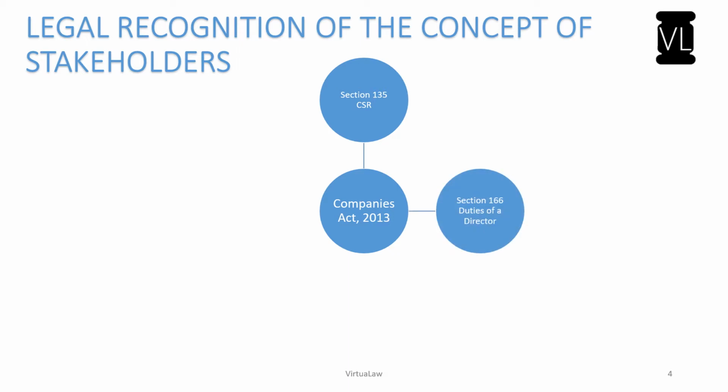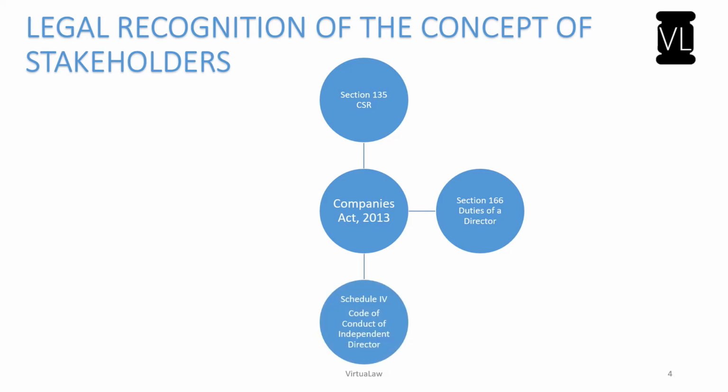Next, under Section 166, the duties of a director, subsection 2 clearly states that it is the duty of the director to act in the best interest of all the stakeholders, including the shareholders, which means the duty of a director is now broader. It has to take into its purview the role of the stakeholders as well. That is the intention behind Section 166, subsection 2.